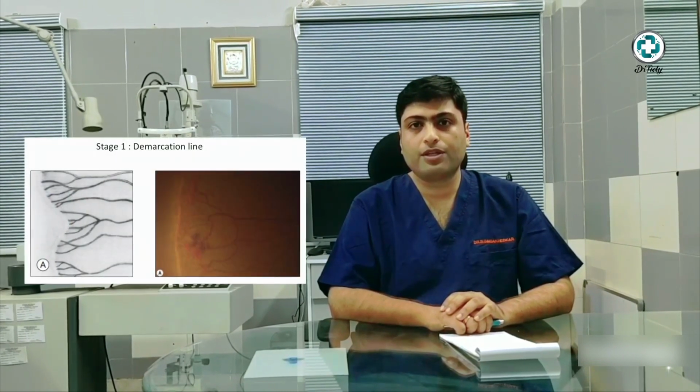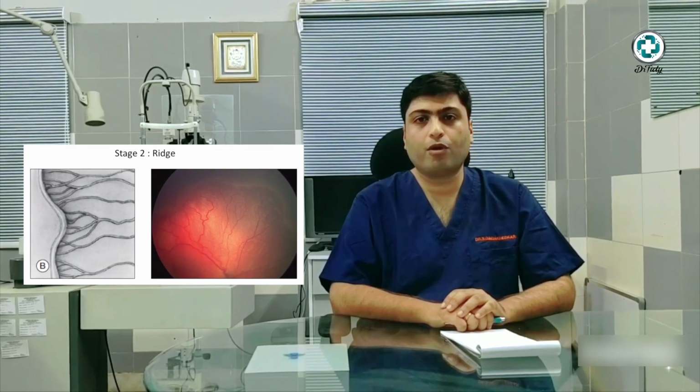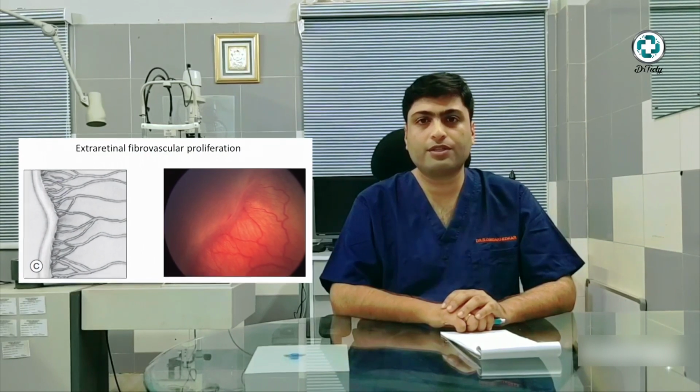What are the different stages of ROP? ROP usually passes through 6 stages. A stage 0 in which there is no ROP. In a stage 1, there is development of a line, a demarcation line between the immature and the mature retina. In the stage 2, this demarcation line increases in breadth and width and forms a ridge between the mature and the immature retina.